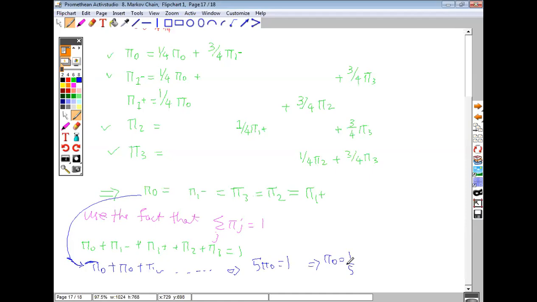And now that I know that my pi 0 is 1 upon 5, which is equal to all of these, I kind of know that my stationary distribution is just this. So 1 by 5, 1 by 5. Is this clear? Doubts?